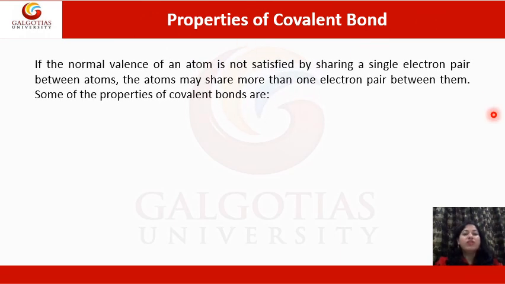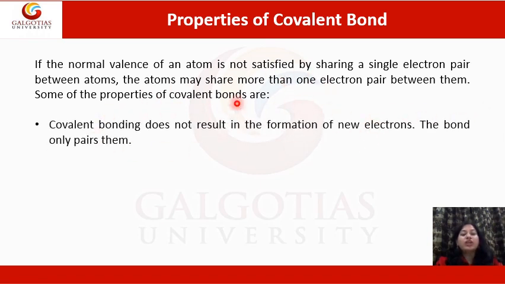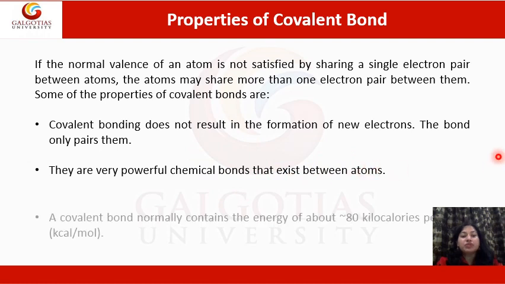If the normal valence of an atom is satisfied by sharing a single electron pair between atoms, the atoms may share more than one electron pair between them. Some of the properties of the covalent bonds are: covalent bonding does not result in the formation of new electrons. The bond pairs only pair them. They are very powerful chemical bonds that exist between atoms.